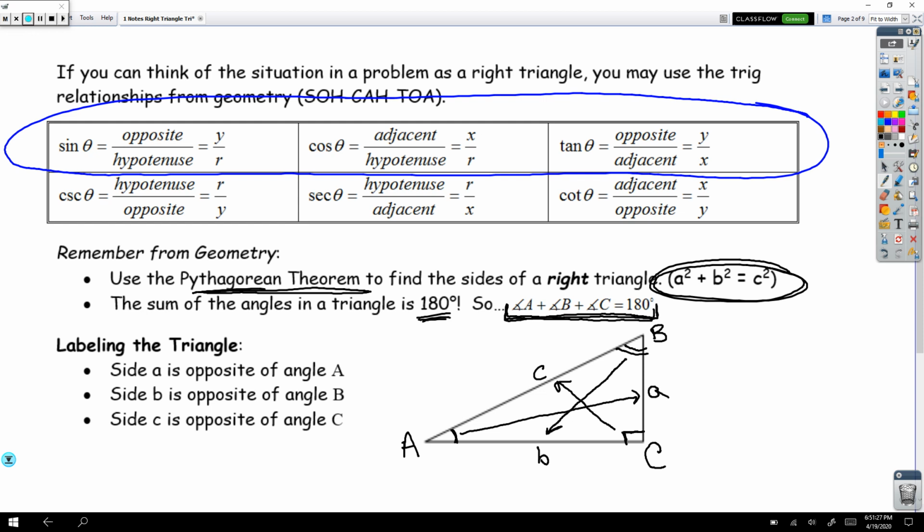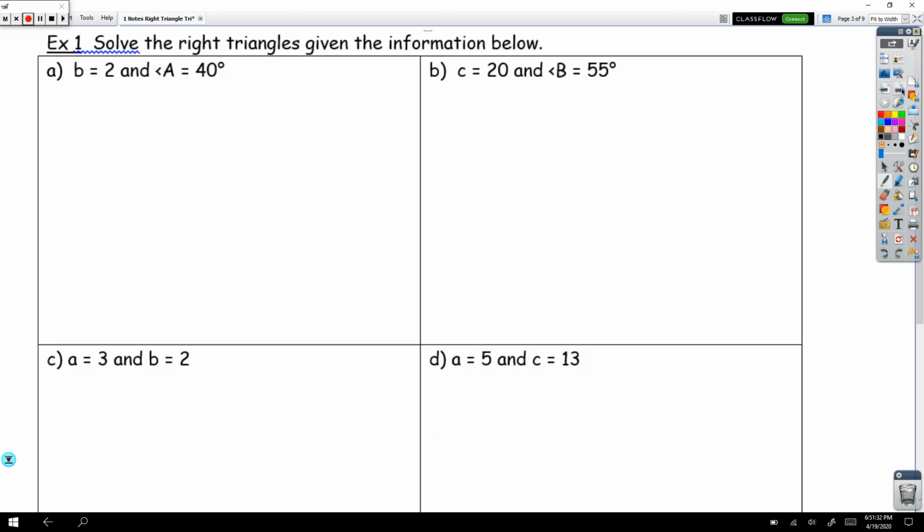So let's look at some examples of what you're going to be asked to do in order to solve a right triangle. Example 1, A, it tells me that side B has a length of 2 and the angle A is 40 degrees. So let's go ahead and draw our right triangle and then label it. So here's A, and that would be 40 degrees. There's angle B, angle C is my right angle. So side B would be down here. There's 2.